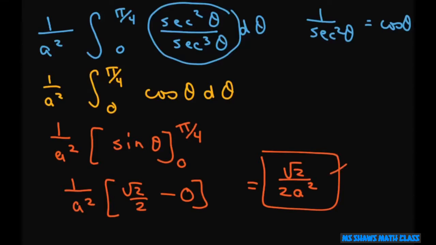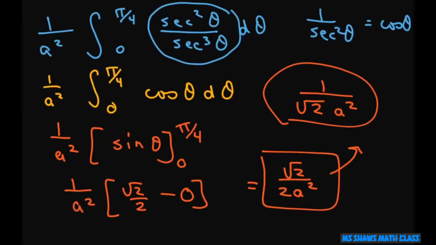You could also basically write this as 1 divided by square root of 2 a squared if you wanted to.